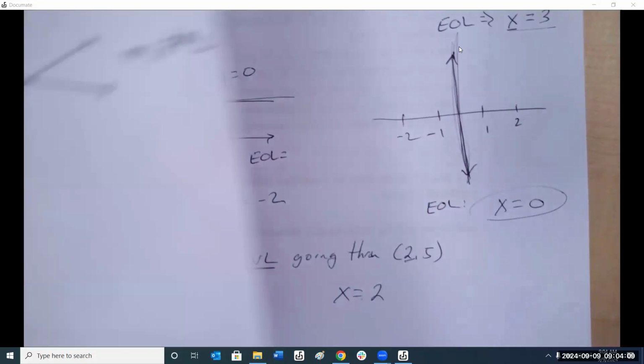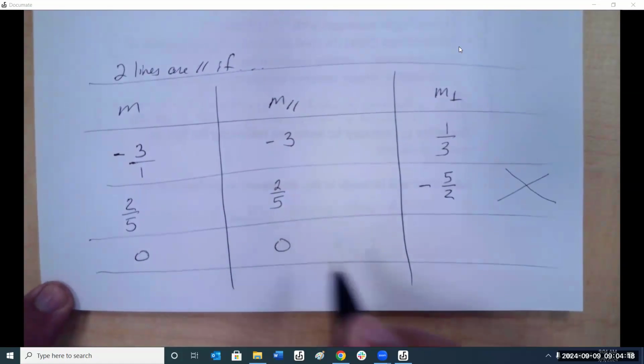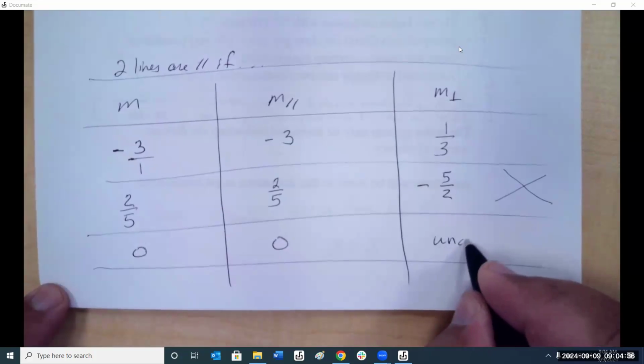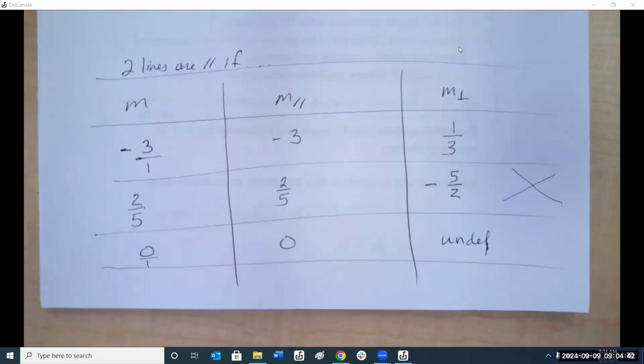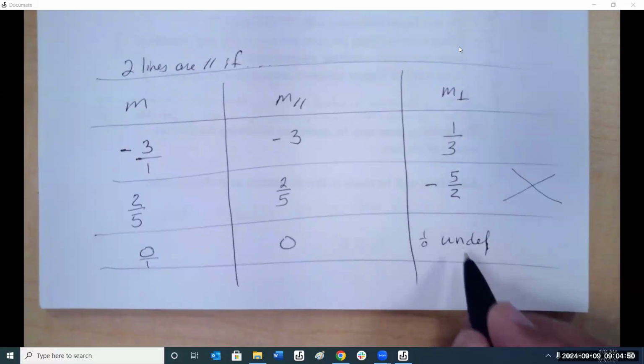Let's go back to this. If the slope is 0, what is the slope of a parallel line? Also 0. What's the slope of a perpendicular line? What is 1 over 0? Undefined. Very good. Because remember, all numbers are fractions. 0 over 1 is 0, but when I flip it, it becomes 1 over 0, which is undefined.